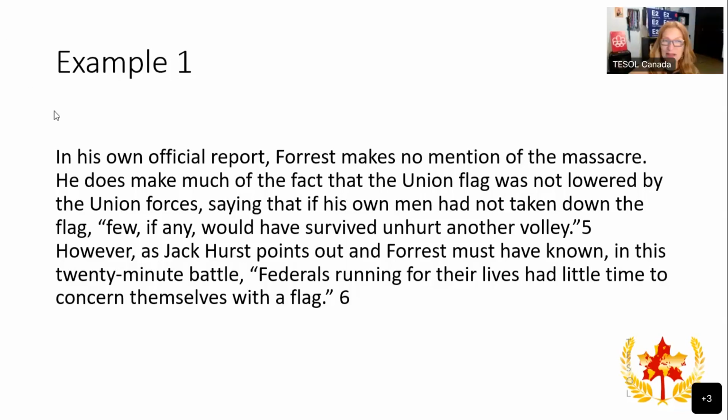That's it. So when he says in his own official report, no man of the massacre. There are important keywords here that show us that this would be history. What do you think, Fatima? Do you also think it's history? Yeah, I think it's anthropology, history, sociology? Because here it says Union forces, or flag, or, for example, federals. I just noticed these words and I believe that it can be history.